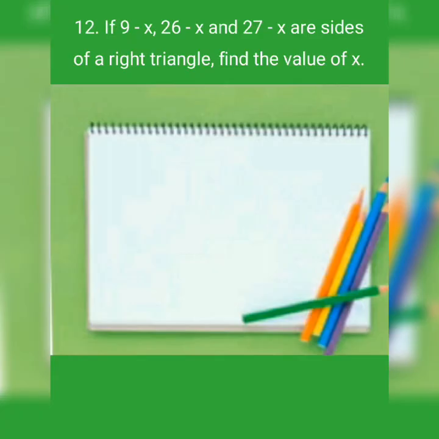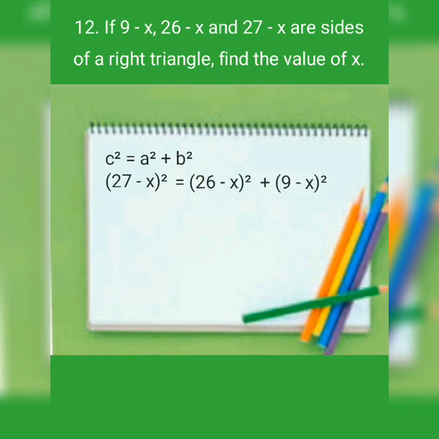If 9 minus x, 26 minus x, and 27 minus x are sides of a right triangle, find the value of x. Since the given is a right triangle, we can use the Pythagorean theorem, which states that the square of the hypotenuse is equal to the sum of the squares of the other two sides. So, the square of 27 minus x, which is the hypotenuse, should be equal to the sum of the squares of the other two sides, which are 26 minus x and 9 minus x.